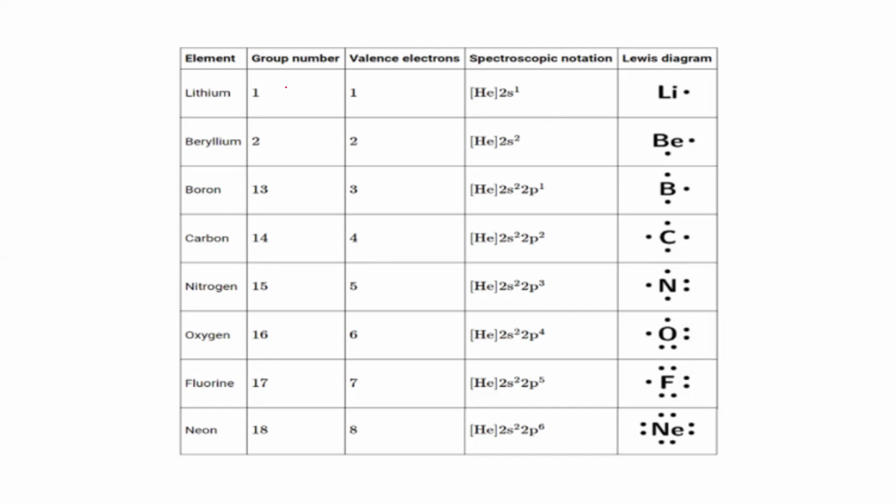So for group 1 we have 1, group 2 we have 2 valence electrons, and group 13, or you can write it in Roman figure, which is group 3, we have 3 valence electrons. And then for carbon, which is found in group 14, or you can say group 4 by Roman figure, we have 4 valence electrons. So you can see that the group number corresponds with the number of valence electrons. If it is in group 1, there's 1.